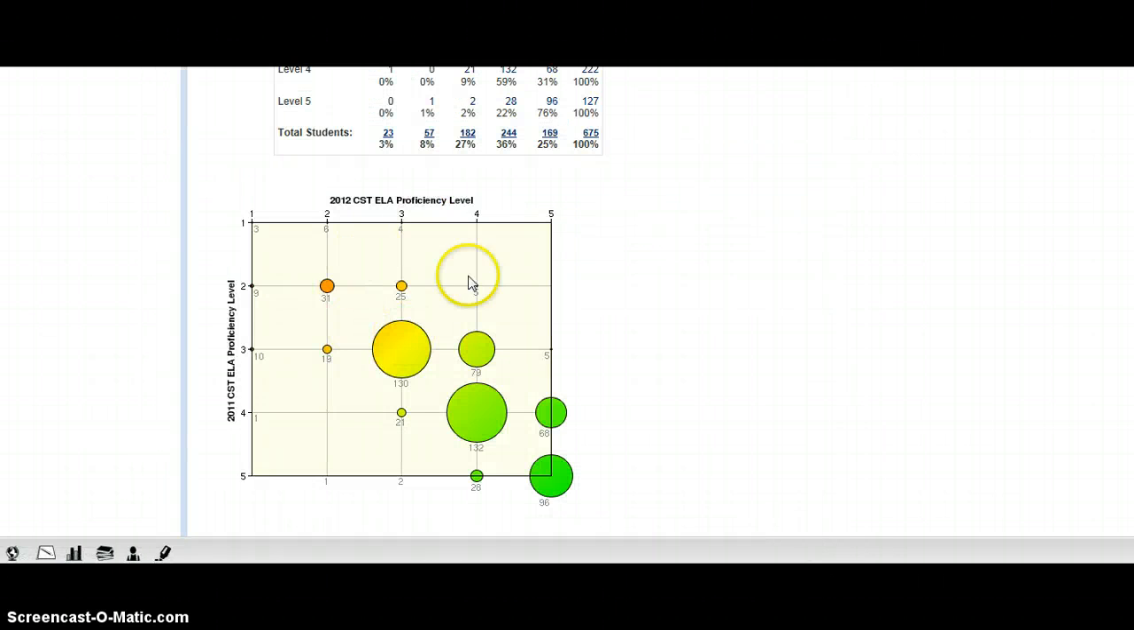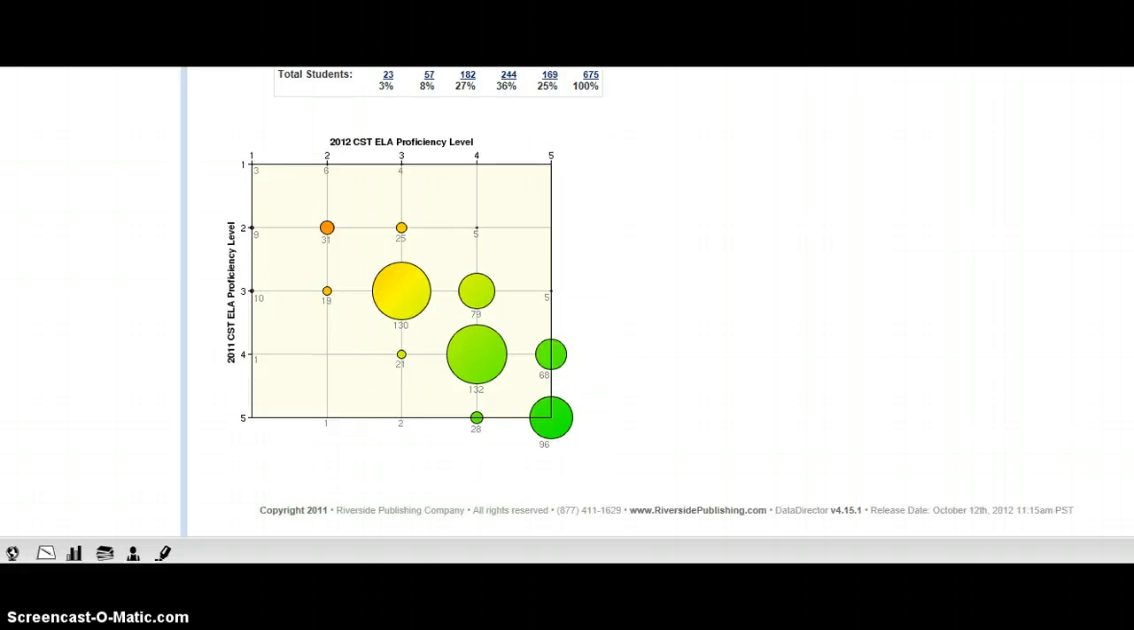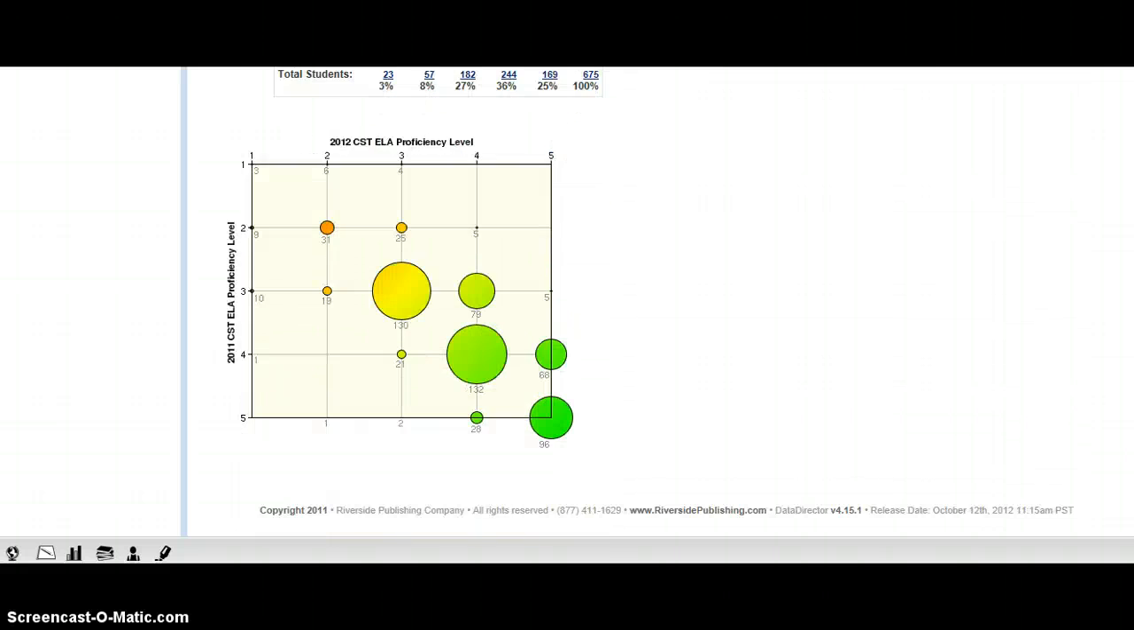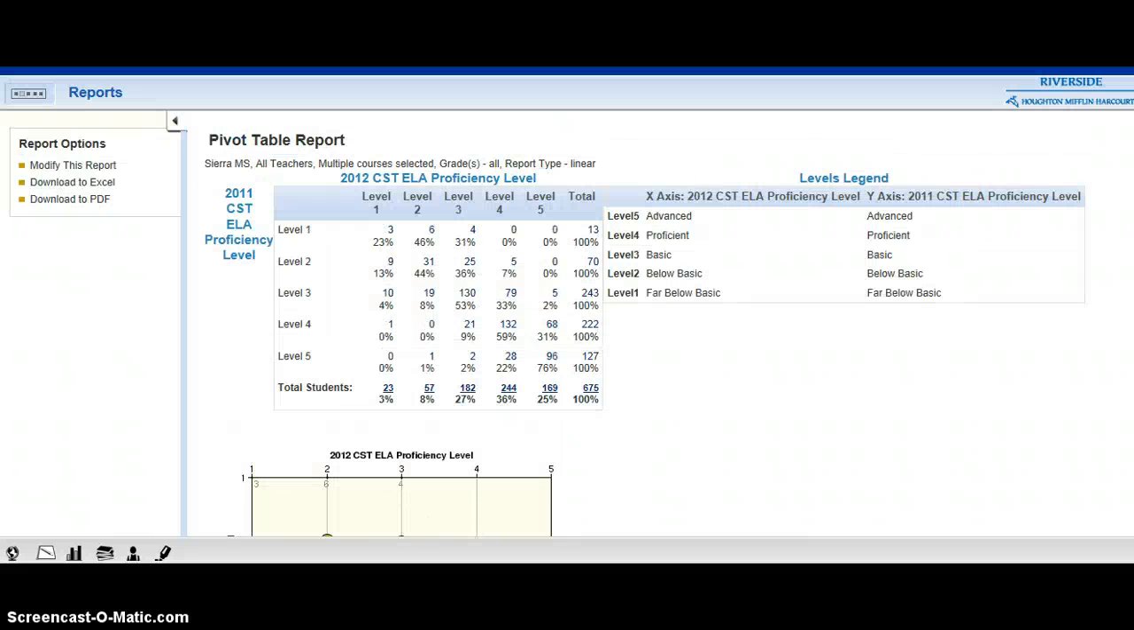So any of these numbers, you could click on them to find the students. And that's basically how to do a pivot table. You can do a pivot table by period, by teacher, and then math, language arts, science, or history.